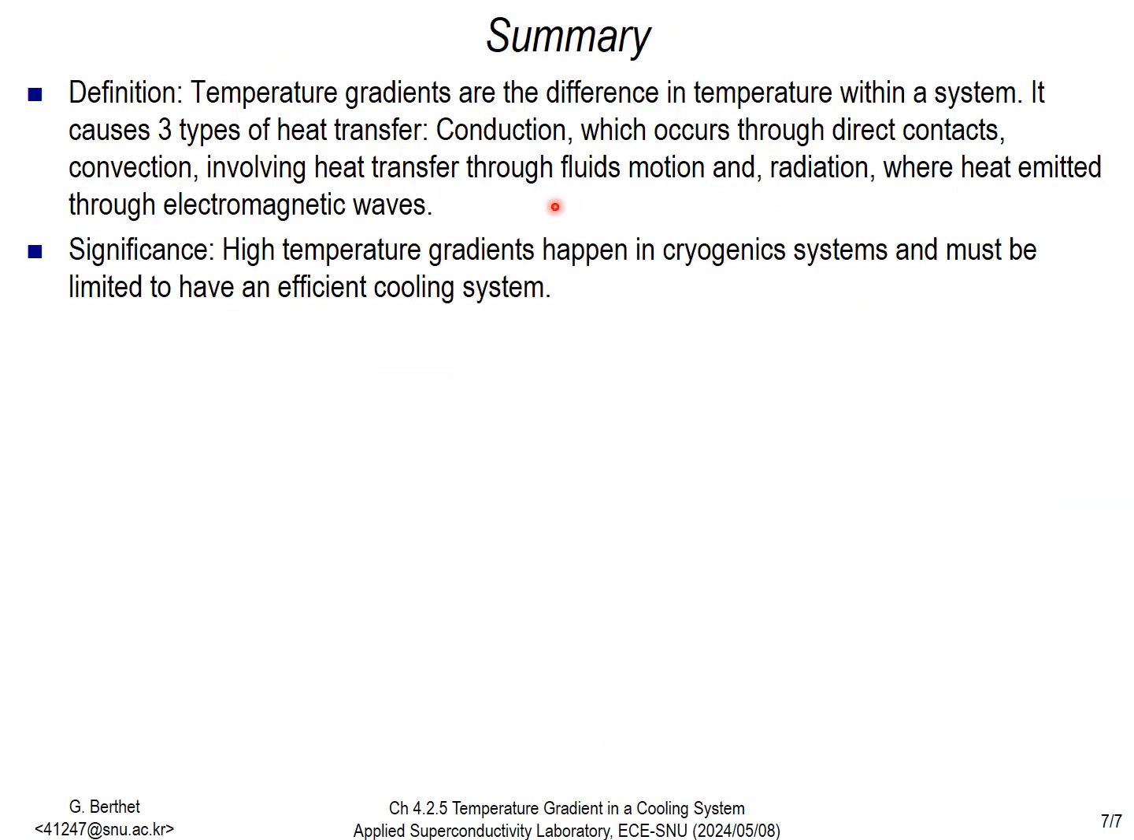To conclude, by definition, temperature gradients are the differences in temperature within a system. They cause three types of heat transfer: conduction, which occurs through direct contact; convection, involving heat transfer through fluid motion; and radiation, where heat is emitted through electromagnetic waves. High temperature gradients happen in cryogenic systems and must be limited to have an efficient cooling system.